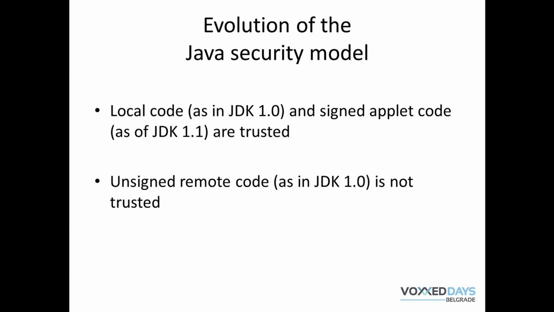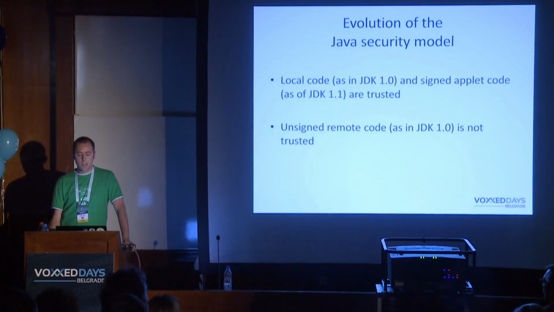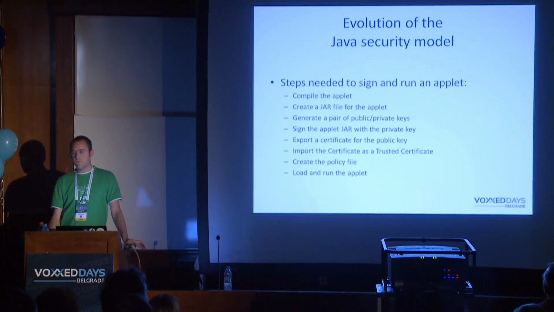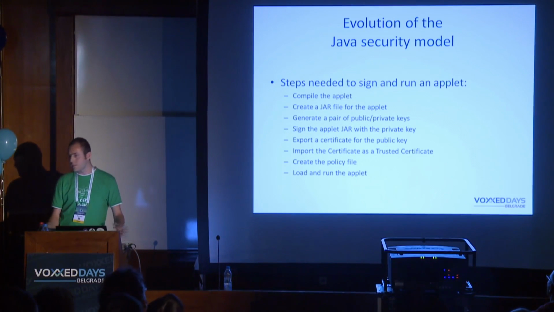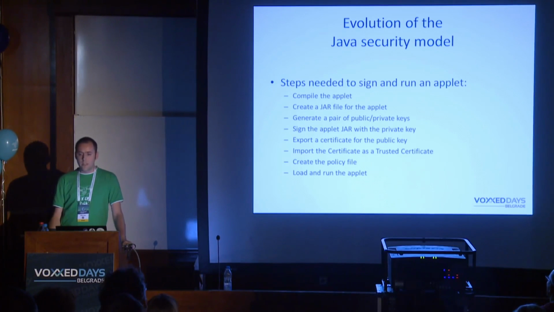So still in version 1.1, we had the notion of trusted and untrusted code, but this time just signed applets are deemed as trusted. They can do whatever they want with the system. And basically, these are the few short steps that were required to sign an applet. You have first to compile the applet and create a jar file. Then you have to generate a pair of public-private keys. Then you have to sign that applet jar with the private key and export a certificate for the public key.